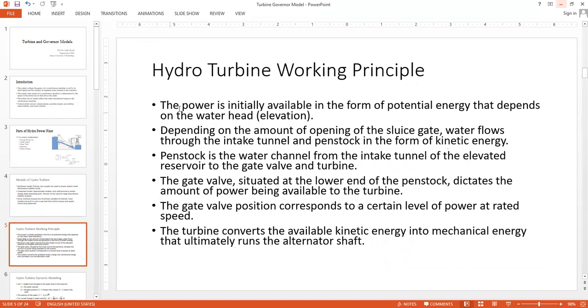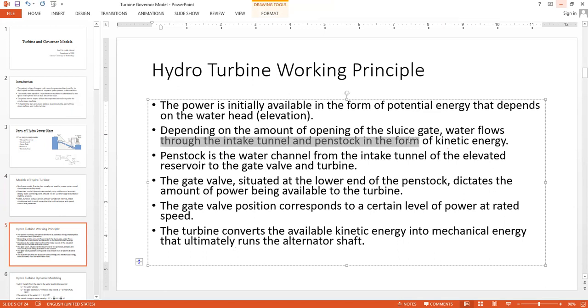This is actually what I have already mentioned. The power initially is available in the form of potential energy, and that energy depends on the water head. Depending on the opening of the sluice gate, you have a variation in the amount of water that will flow through the intake tunnel and then to the penstock. Once the water starts to move, you have the kinetic energy. If the sluice gate is closed, you only have the energy in the form of potential energy available in the reservoir.